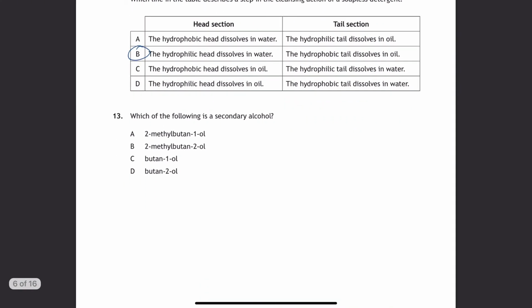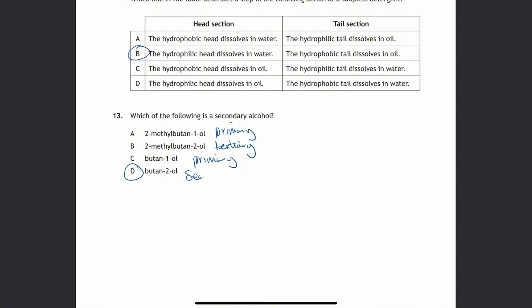A secondary alcohol, you can identify these by their numbering. If it's a 1-ol, that's a primary. If it's any number bigger than 1 for where the hydroxyl group is, that could be a secondary or tertiary. And tertiary would be where the branch is on the same number as the hydroxyl group. So B would be a tertiary. A is a primary because it's a 1-ol. C is a primary because it's also a 1-ol. And so that leaves D as the secondary, as the 2-ol, with no branch on the same carbon.